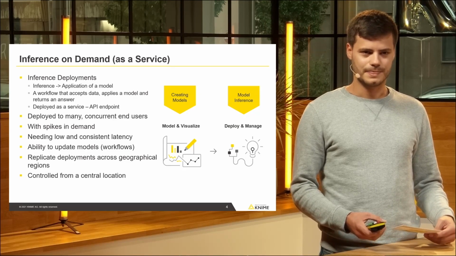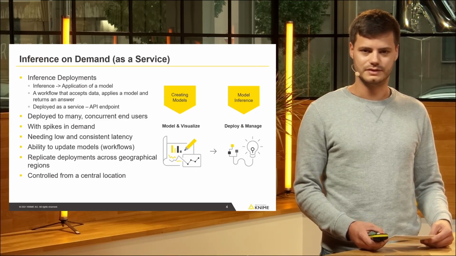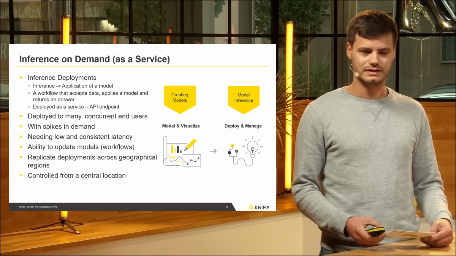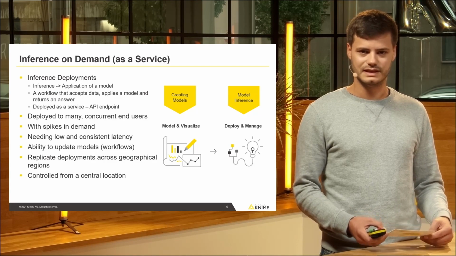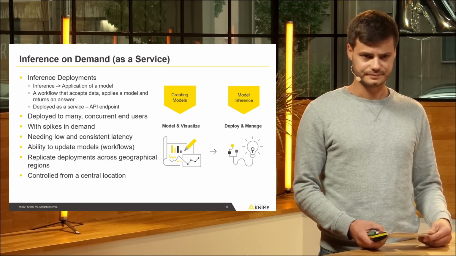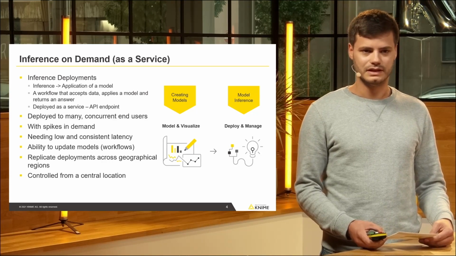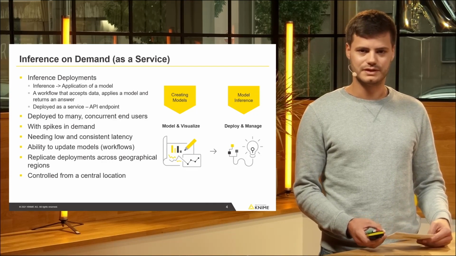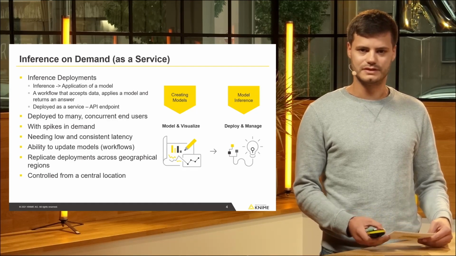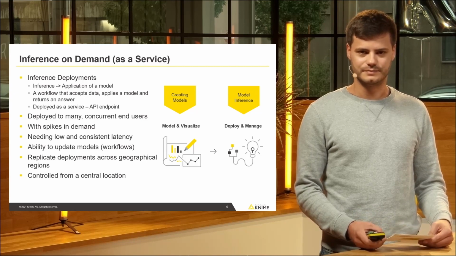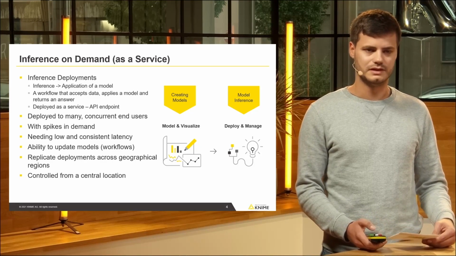As firstly, they want to deploy such inference services to many concurrent end users. And they want to be able to handle spikes in demand and keeping a low and consistent latency, even on high spikes. Also, they want to have the ability to update the models or the workflows if needed on demand, and still be able to replicate these deployments across geographical regions. And lastly, it's very important that this all can be controlled from one central location.